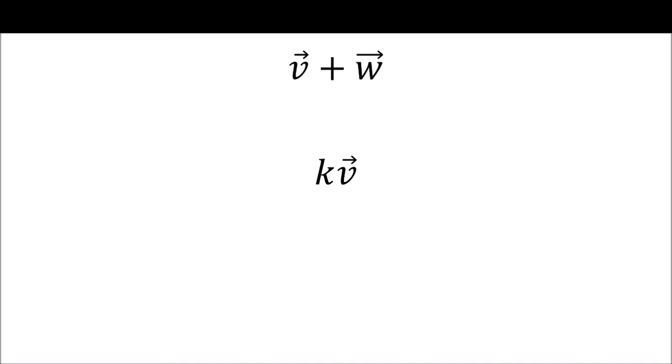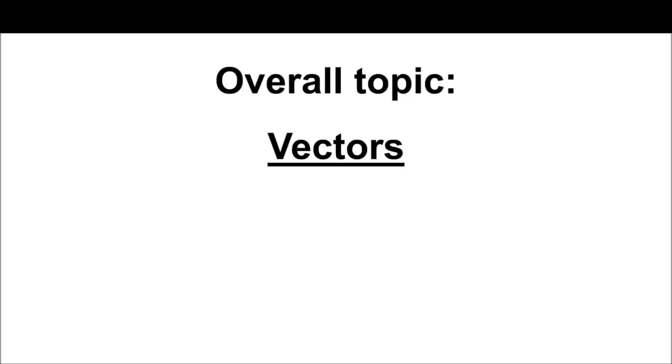But you might wonder, well, can you multiply a vector with a vector? So is there such a thing as vector v times vector w? So again, the overall topic for today is vectors, and the answer is yes, you can multiply a vector with a vector. In fact, there's multiple ways to multiply vectors together, and today we're going to just talk about one, and it's called the dot product.